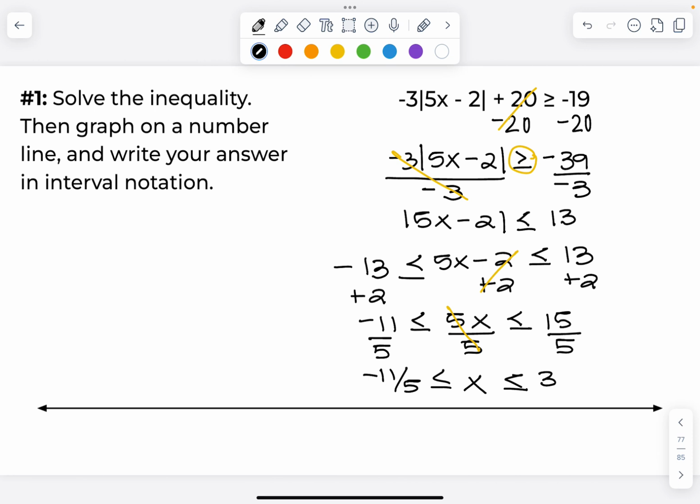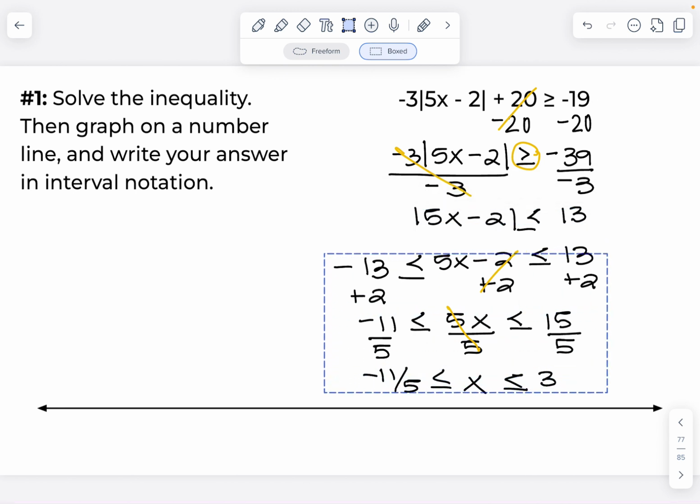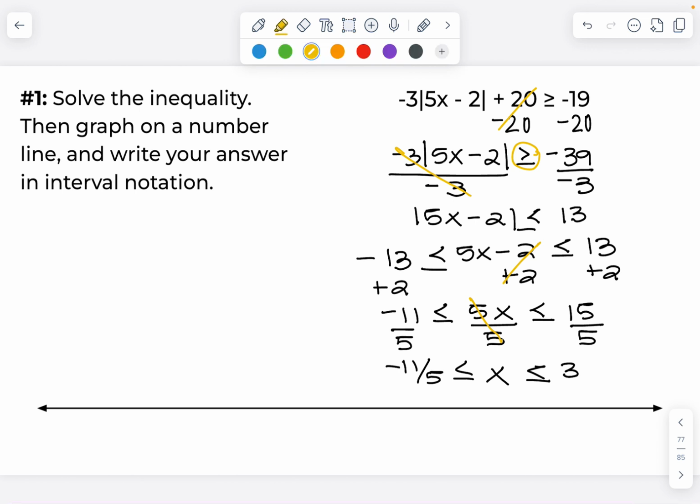I'll tell you right now, a lot of the times when we do these problems, we're going to end up with one fraction as part of our answer. It's just kind of how it goes. So don't let the fractions scare you. So that is the answer for this one.